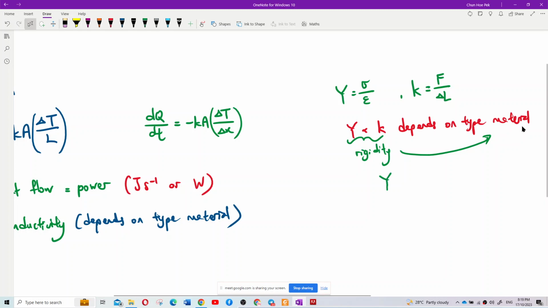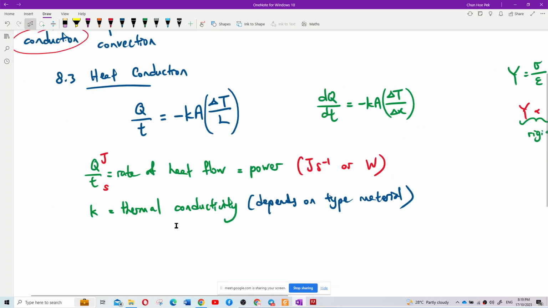So we have Young's modulus for steel, Young's modulus for copper, and we also have K for iron, like that. All of them have different values. So thermal conductivity is also the same. We have K for copper, K for aluminium, K for steel. But for me, I'm not sure which one can conduct heat more easily.